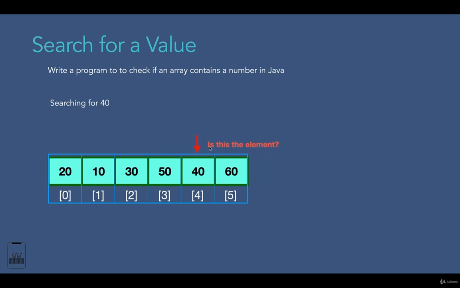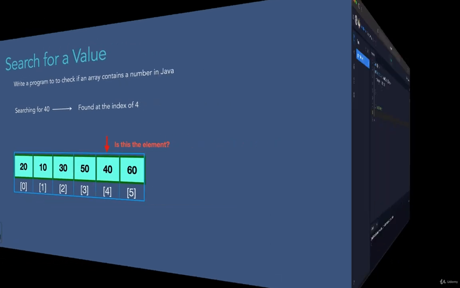The same applies here, and we continue to the next element. When we reach the next element, we see that its value is 40. So this is the value that we are looking for. This means that we are going to return saying that 40 is found at the index of 4. This is the main logic behind searching for a value in the array. So we are going to implement this using Java.